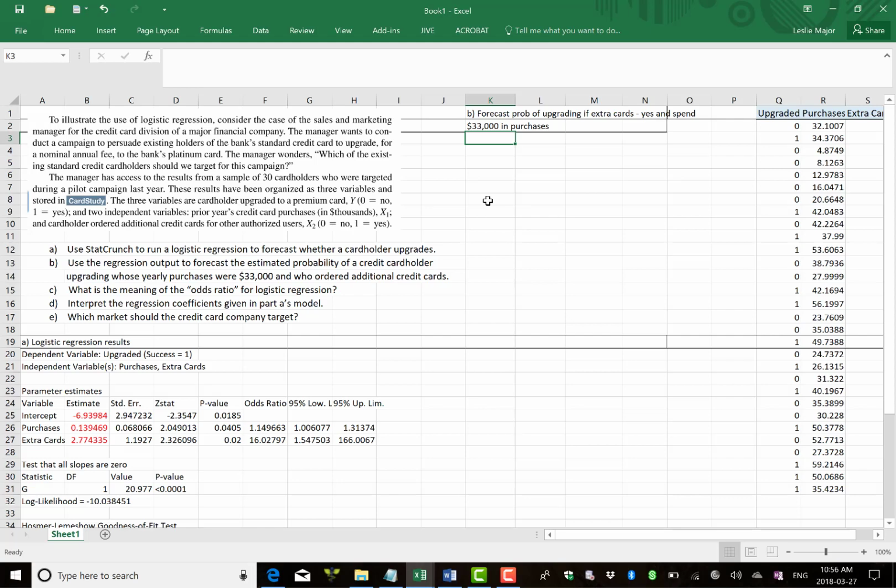So three things I need to do. I need to first take these three numbers. They're like my coefficients. I multiply them by the values here. So the purchases are in thousands, so 33,000 is going to become 33 times the coefficient for purchases, which is this B26 0.1394. Plus coefficient for extra cards times a 1 for yes. Yes, they do have extra cards, or at least an extra card. This number right here gives me the log of the odds ratio. From there, I need to go get the exponent of that log.